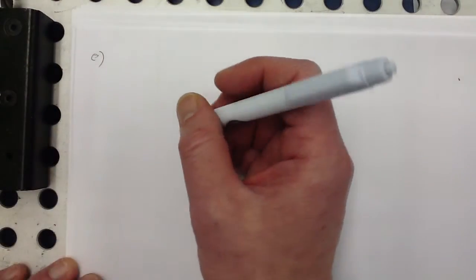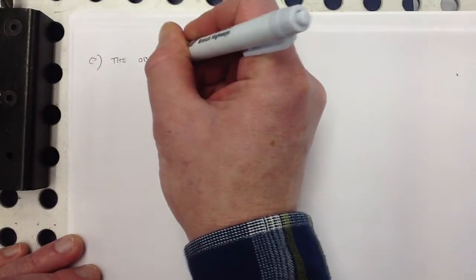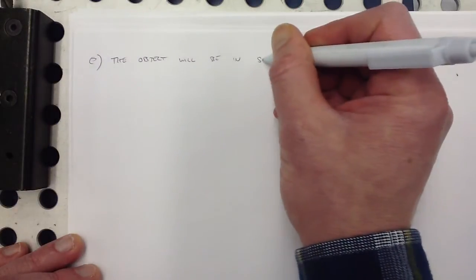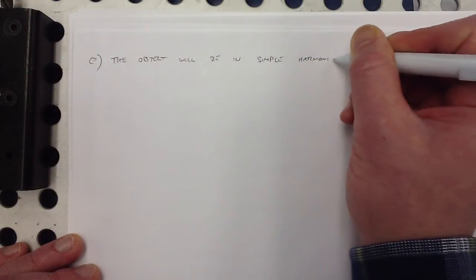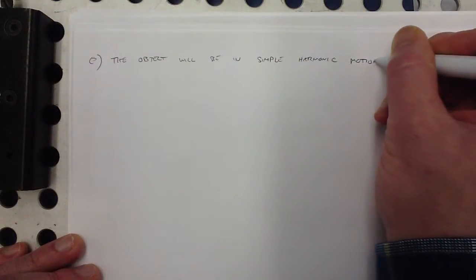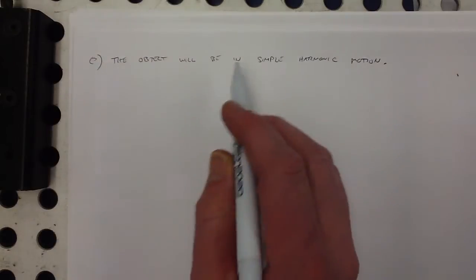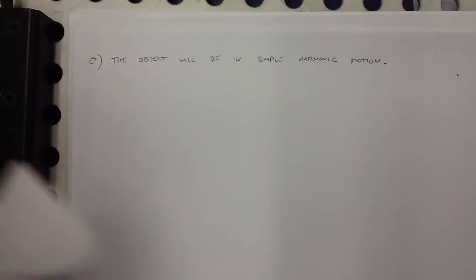So part E, I'm going to say the object will be in simple harmonic motion. And I think that's really all we need to say about that. I can check the rubric, see what they were looking for. I don't know if they were looking for more math there. If they are, we don't have access to that until chapter 15, so I'm going to leave that out for now.